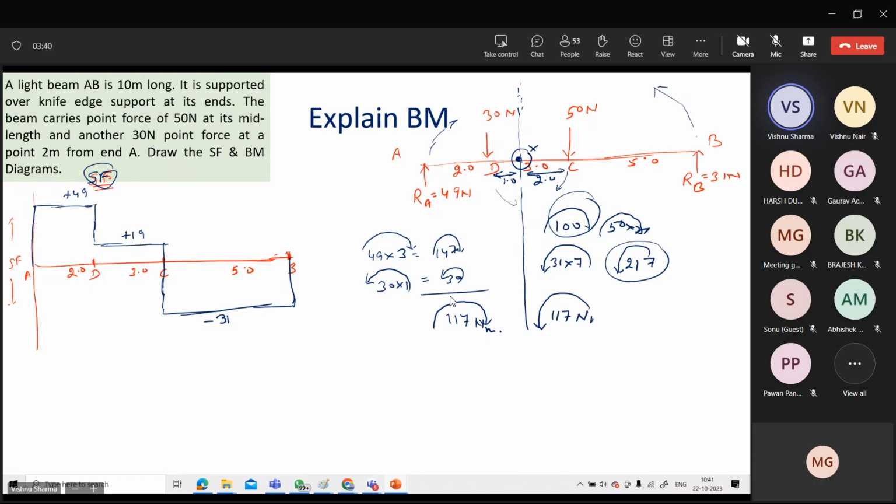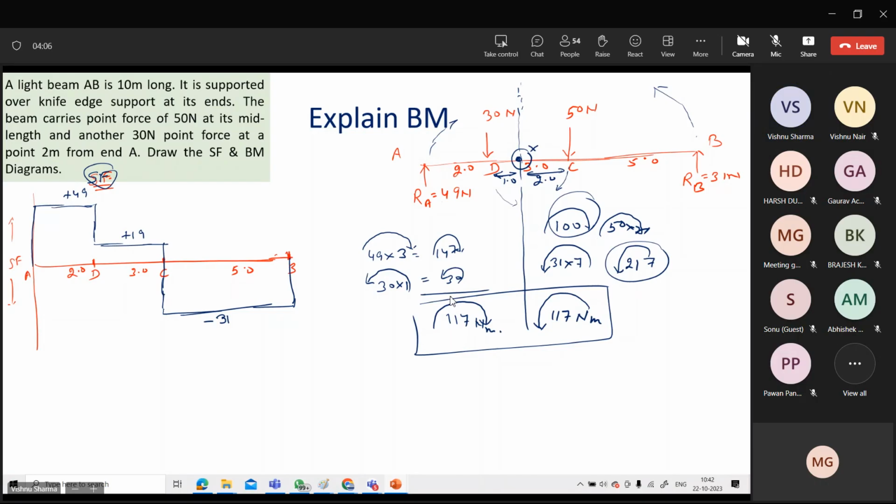Yes or no? Please check and let me know. Is it the same from both sides? On both sides, its numerical value is 117 Newton meters. But if it is clockwise on one side, it is anti-clockwise on the other side. Yes or no? Correct? Yes, sir. Correct, guys? Okay.